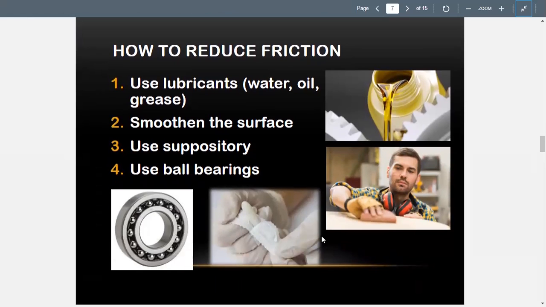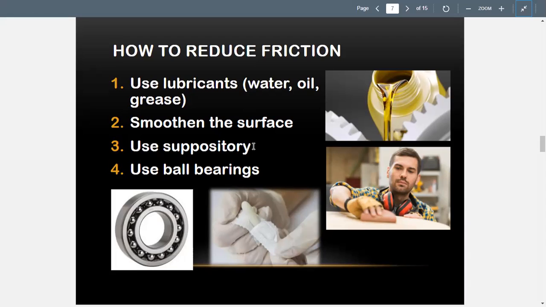If you smoothen the surface, removing the rough edges, you will also reduce the friction. Using tiled floors rather than using concrete directly is another way we reduce friction.